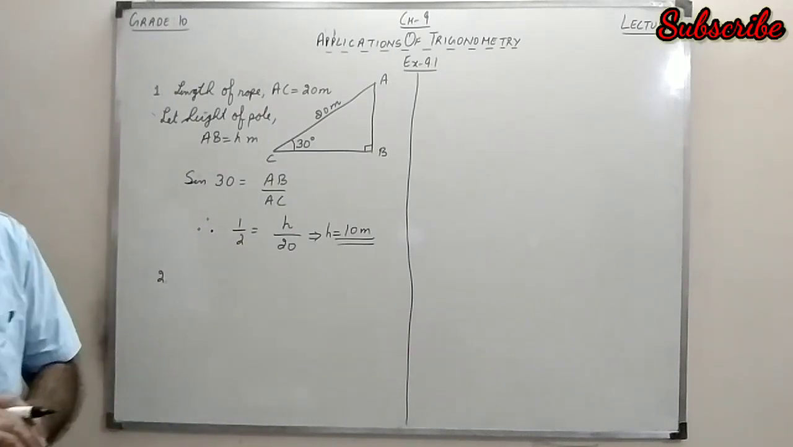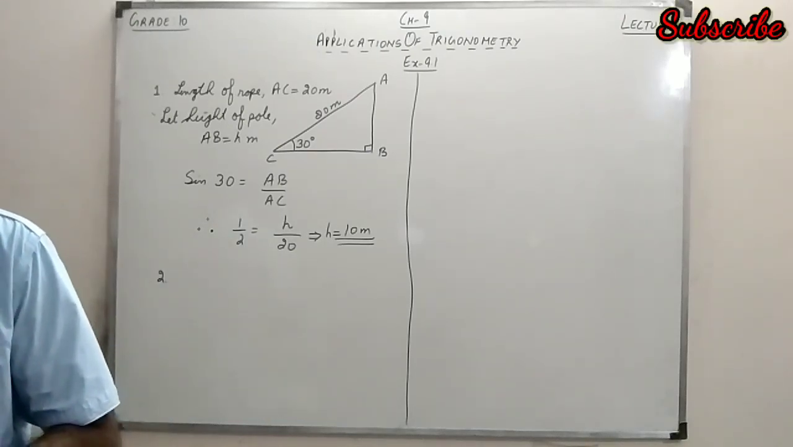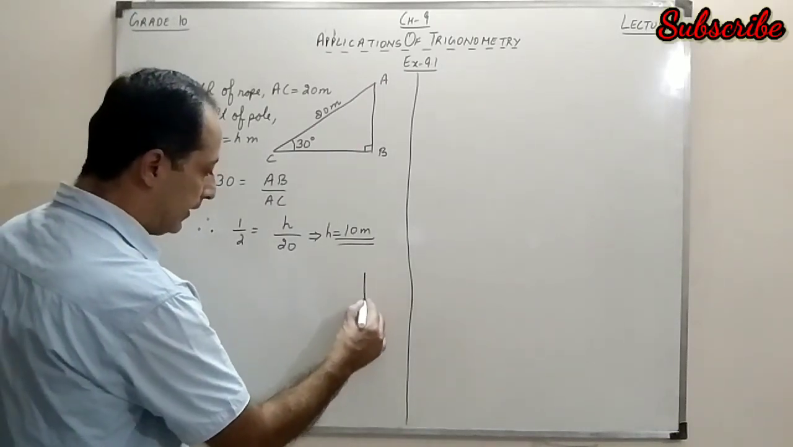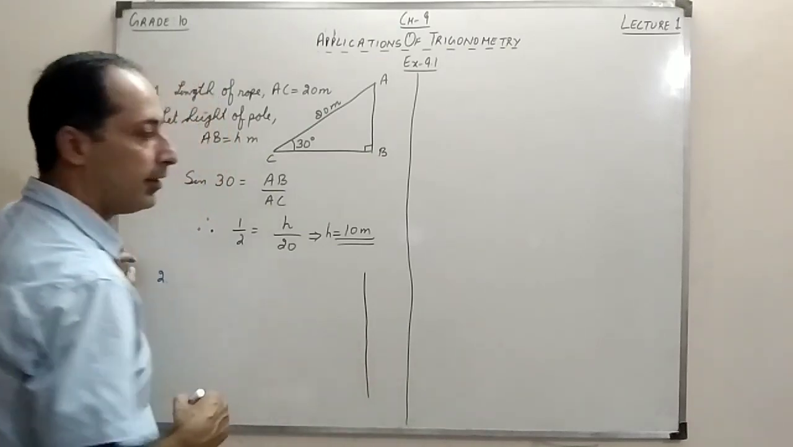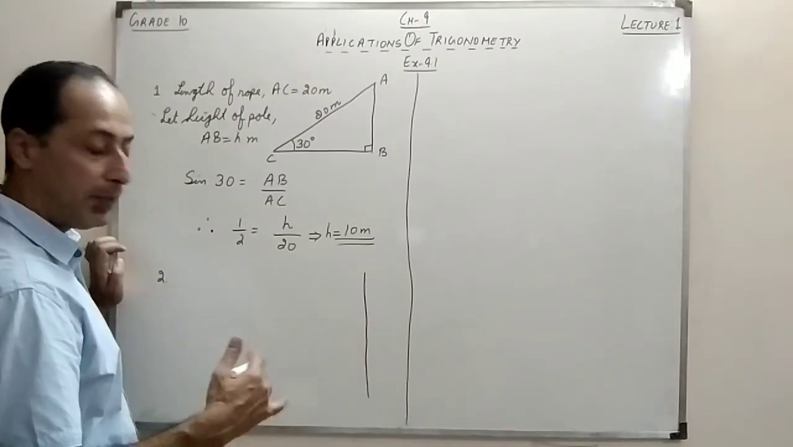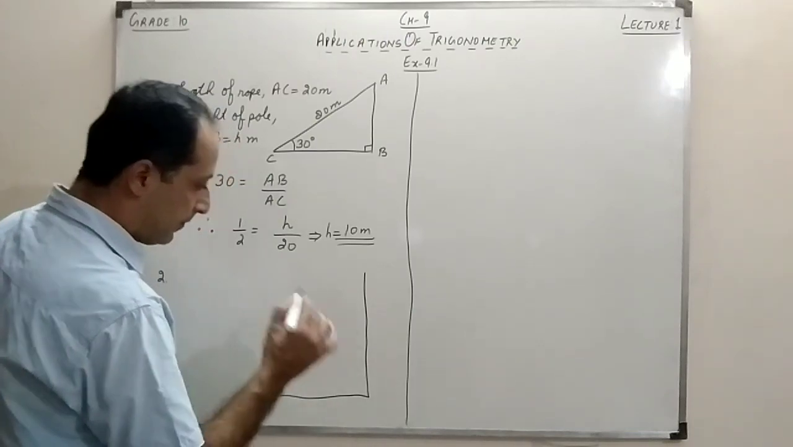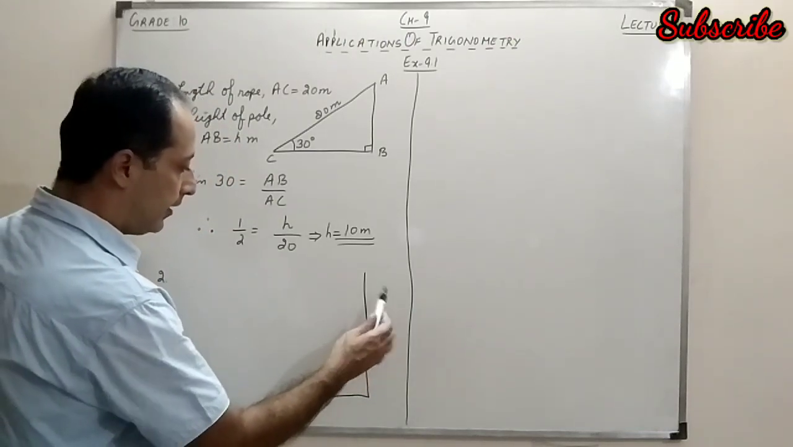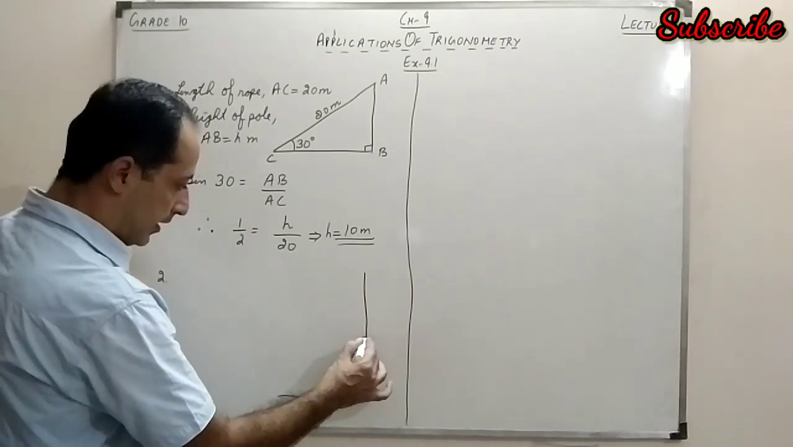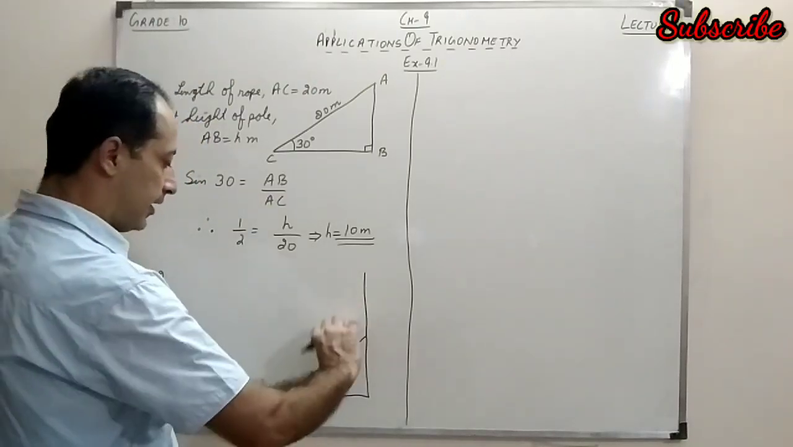Now it's given a tree breaks due to the storm and the broken part bends so the top of the tree touches the ground, making an angle of 30 degrees with it. Now suppose this is the complete tree. Due to the storm, the tree breaks but doesn't get detached from the main part. So what happens? Suppose this is the ground level. This breaks and the portion which breaks comes down somewhere like this. So this way it breaks and comes down like this.